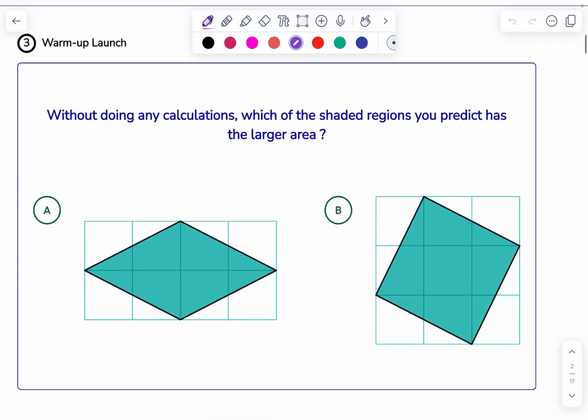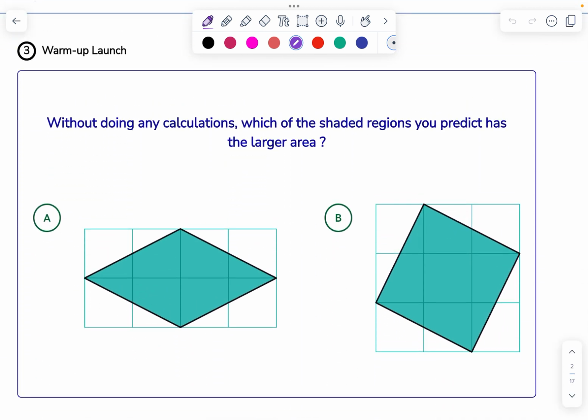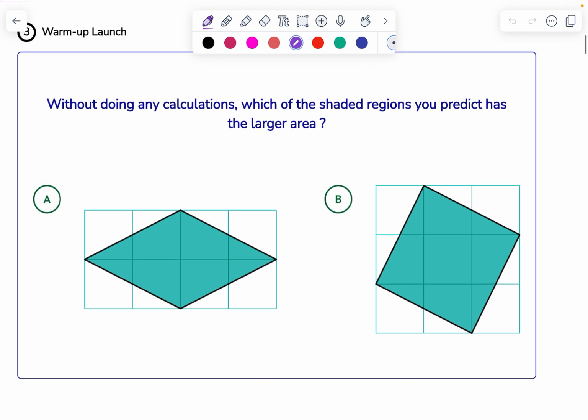Let's start with this warm-up. Without doing any calculations, which of the shaded regions do you predict has the largest area? Take a second, looking just at what you see, which one might have the largest area?